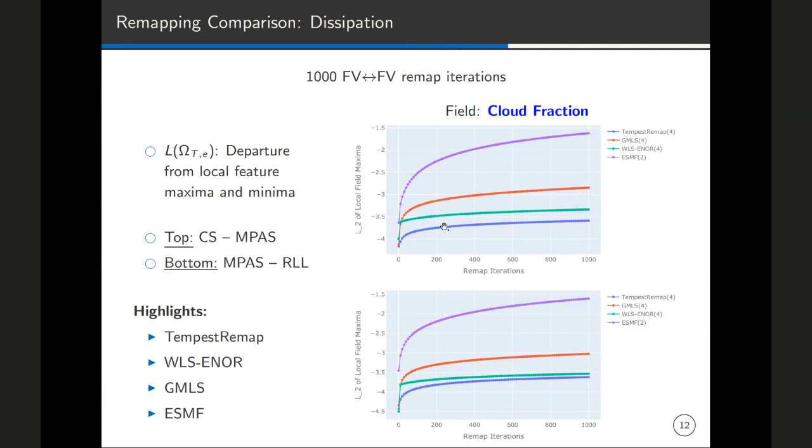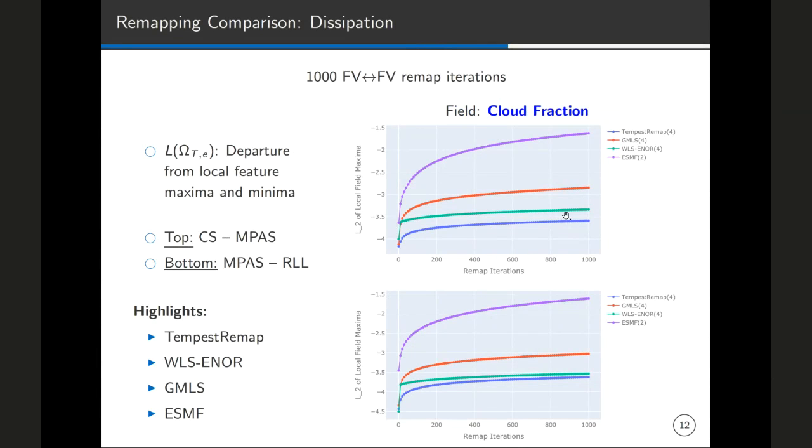And similarly for this is cube sphere to impasse and impasse to RLL. And Tempest remap performs really well in terms of preserving those local structures, local features in the solution, and it keeps it bounded with very less dissipation here. And this is with the higher order conservative map.